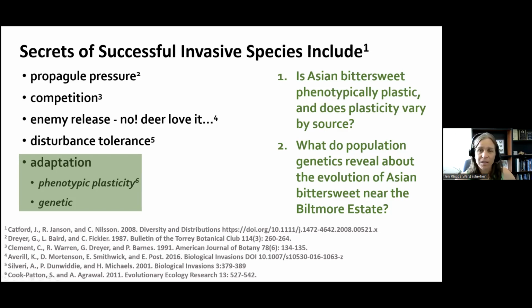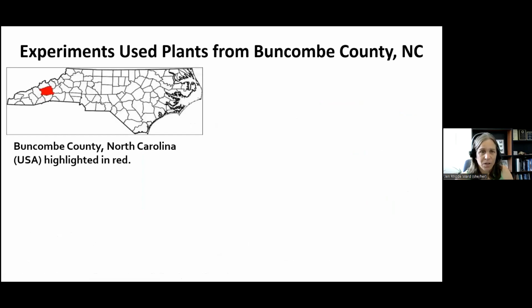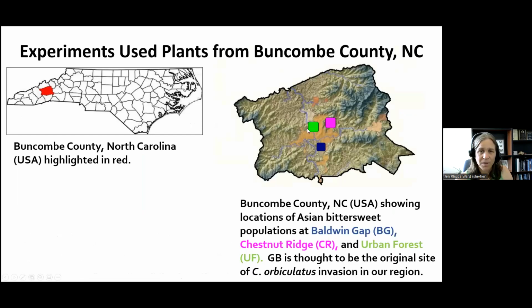So I'll talk to you first about this phenotypic plasticity question. We used plants from Buncombe County in this experiment, and I'm going to talk to you about a set of experiments on plasticity that used plants from these three sites in Buncombe County. So the Biltmore estate is near here on this map, and we compared three different populations in here, near the Biltmore estate and a little farther away for our plasticity experiments.